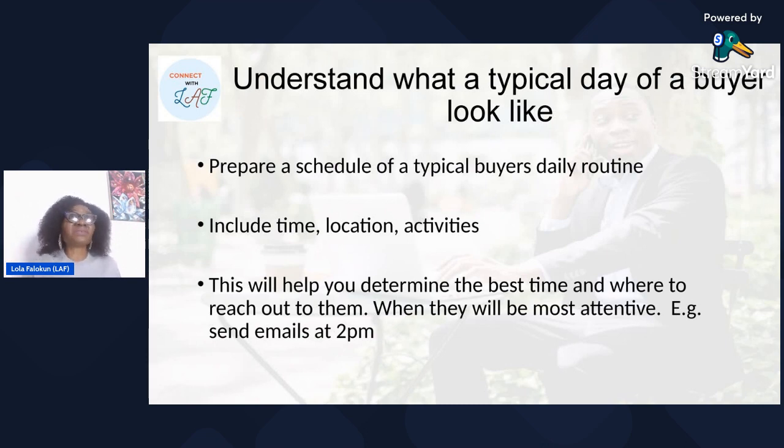Probably want to send emails. You can read some long things then. But other things you can share at other times when it's convenient. So this will help you determine the best time and where to reach out to them, when they will be most attentive to whatever you're sending out to them, whether it's an email or short videos. Those can come in at some other times because maybe people watch 30 seconds, 15 seconds, all of that. People can quickly watch that and move on. But again, it's best when they are more relaxed so that they can pay attention to it. So it's important that we know how to do this.